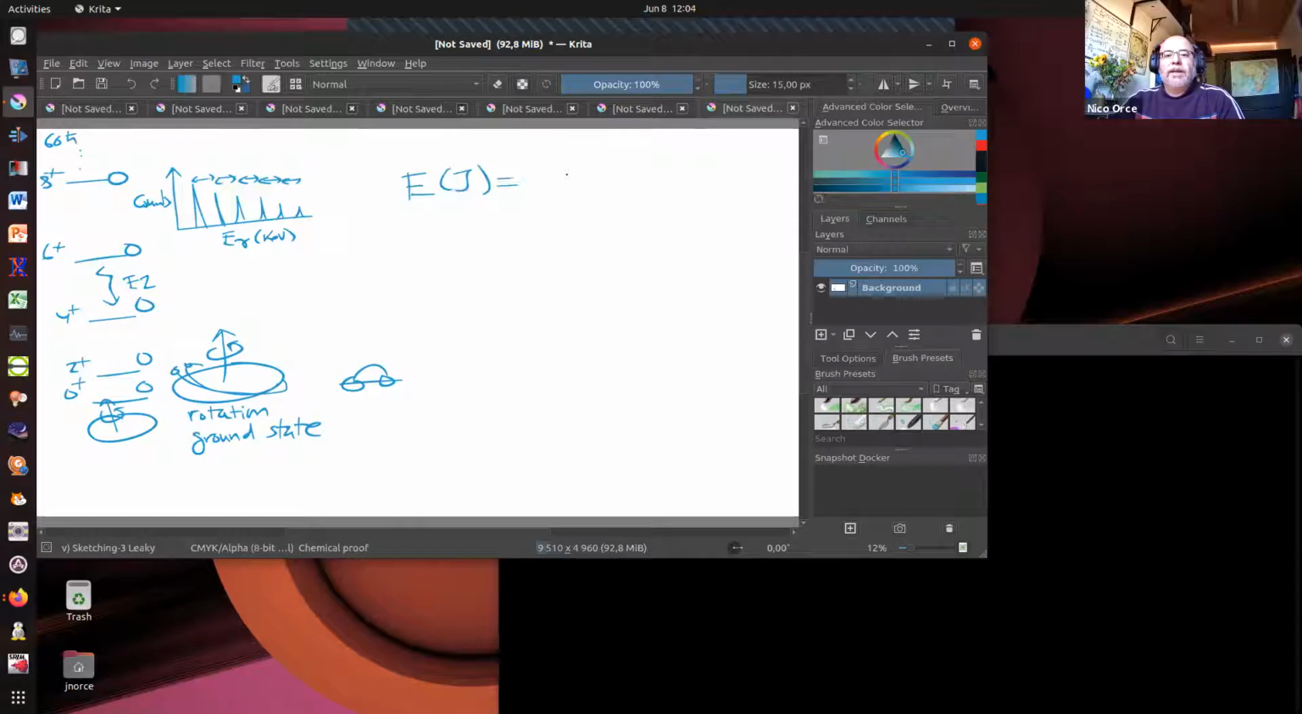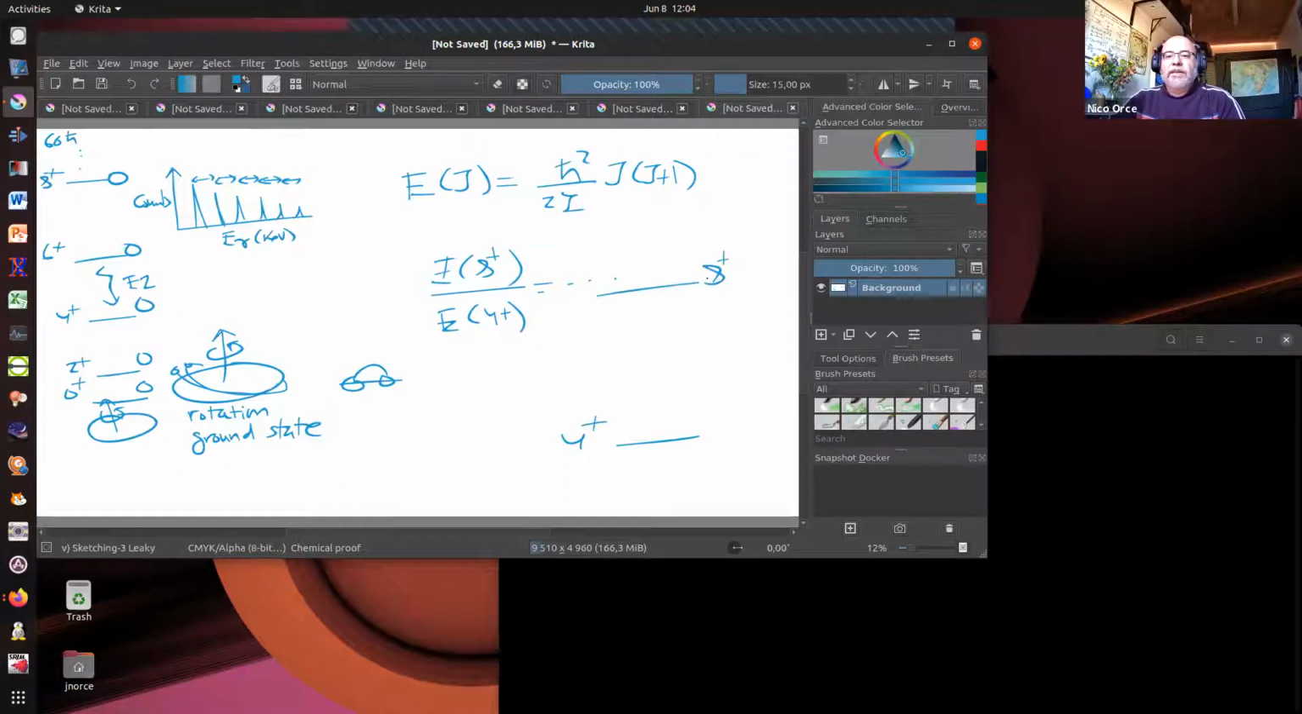You have this formula, right? ħ squared over 2 times the moment of inertia, J(J+1). So for the energy, you can make any ratios. The energy of the 8 plus with respect to the 4 plus will give you an energy ratio. So if you have the 4 plus here, you know where the 8 plus will come, because whatever the number is, say 7.5, this energy will be 7.5 times that energy. So it doesn't need to be the 2 plus. It can be any energy that you choose.